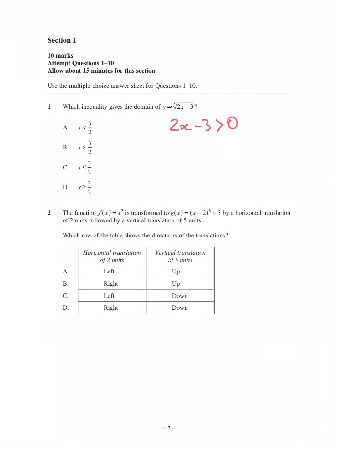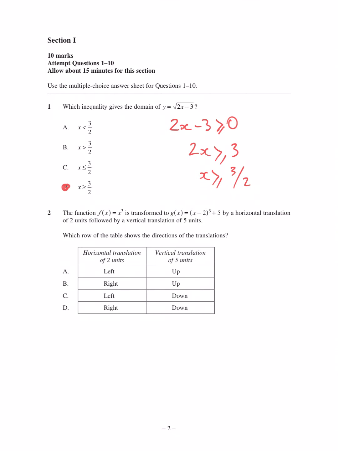Now, if we consider, should it be equal to 0? Well, yes, of course it can be equal to 0 because the square root of 0 is fine. The square root of a negative number is not fine. If this were 1 over that function, well, then we couldn't include 0 in that. But here we're absolutely fine to do so. Which means that our domain is going to be 2x is greater than or equal to 3, x is greater than or equal to 3 over 2. Answer D.